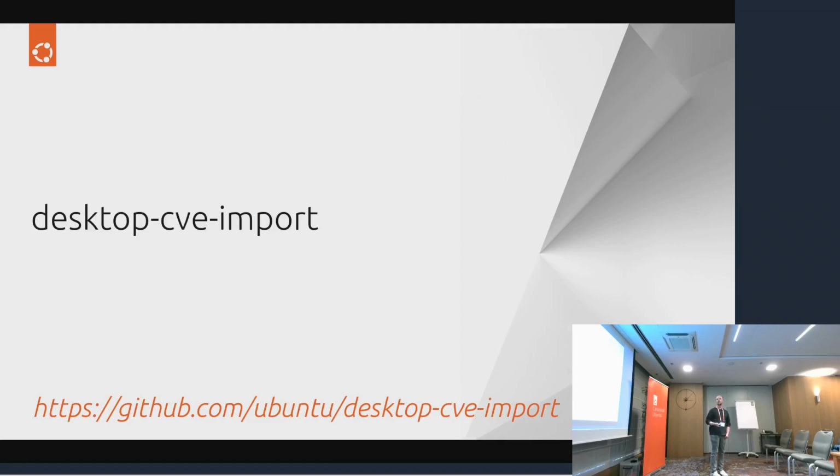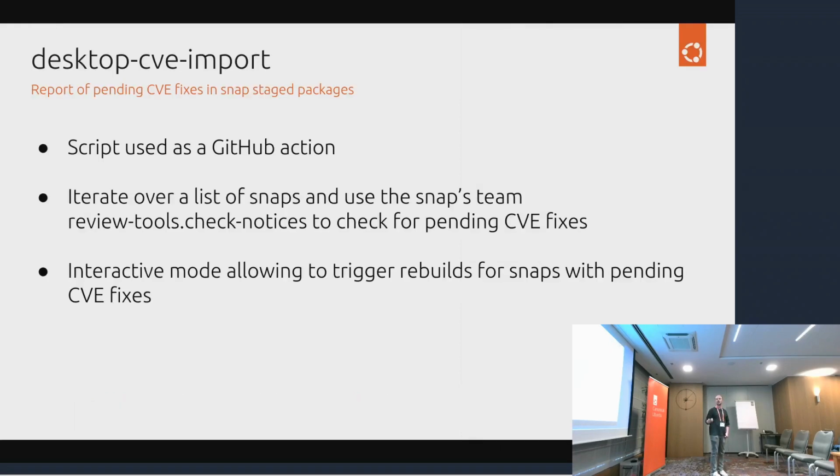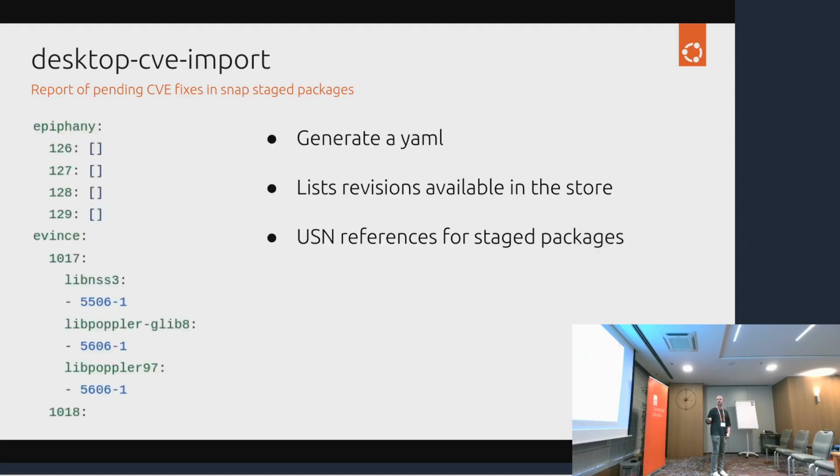So just going back to a technical implementation, that's the CVE report from the snaps I talked about earlier. It's a script running as a GitHub action. It's a small Python script which is using the review tools check notice, and iterating over all our snaps, building a report as a YAML file. You can see on the left what it looks like, and our report is just parsing the YAML file. But you could be doing this for another set of snaps and have your own integration. The job is easy.